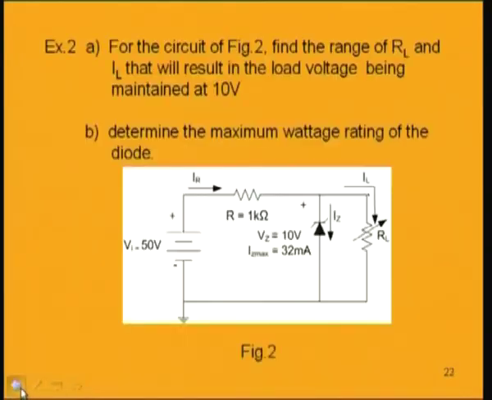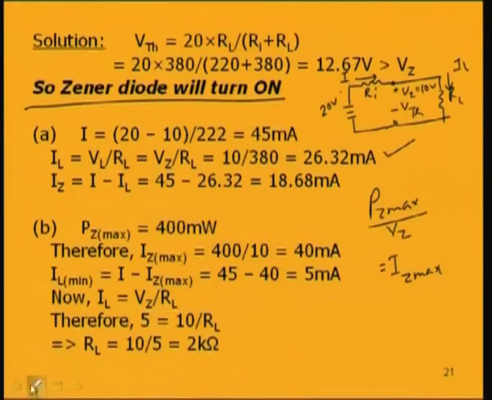So, that load resistance we can find out. So, load current 5 is equal to Vz by RL, Vz is 10 volt, RL we have to find out. So, RL is equal to 10 by 5 is 2 kilo ohm, since 5 is in milliampere, it will be of the order of kilo ohms. So, we get 2 kilo ohm load resistance for which the maximum power dissipation will occur in the Zener diode.